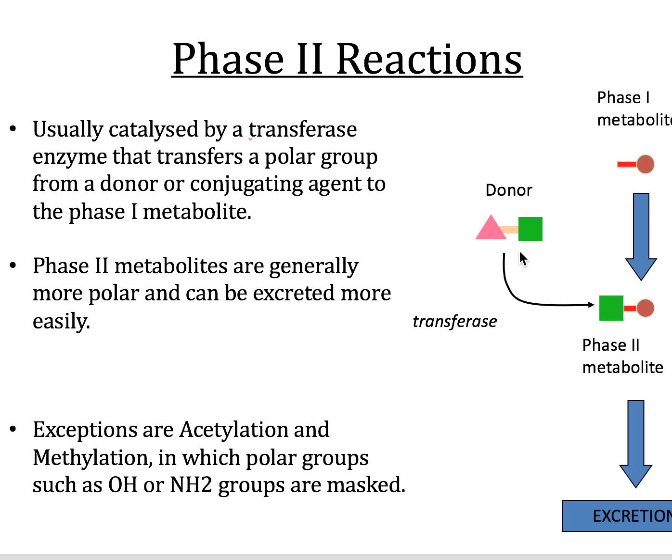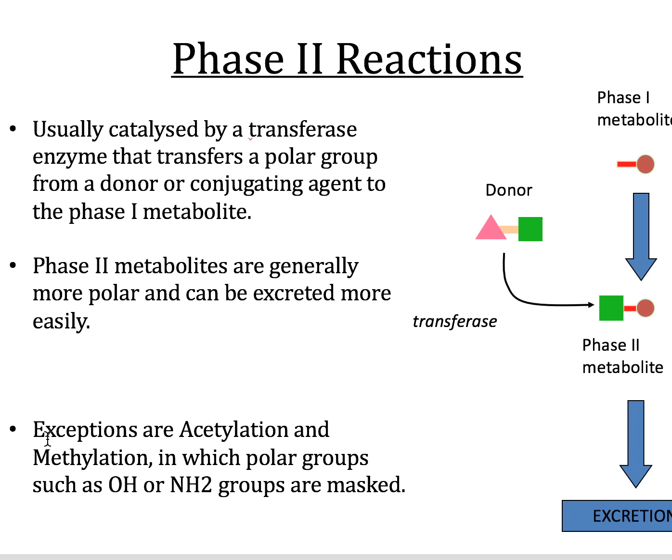In this case, here's the donor. As you can see, the transferase enzyme catalyzes the reaction and takes away the green square bit, and then adds it onto the metabolite. So now the molecule is polar. Phase 2 metabolites are generally more polar and can be excreted more easily. If we were to look at glucuronidation, this product will be known as a glucuronide.